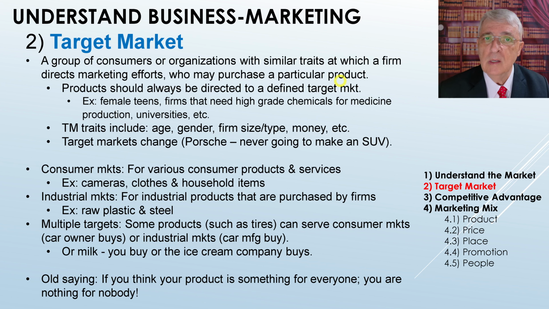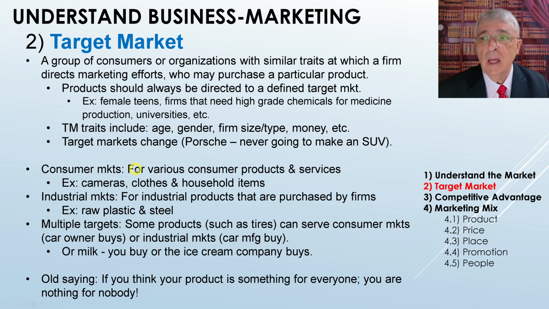And that also includes industrial customers. Products should always be directed at defined markets. So for example, whether it's a female teen, firms that need high-grade chemicals for medicine production, universities, and so on. So target market traits include things like age, gender, the size of the firm you're selling to, the amount of money they have to spend, and so on. Target markets change. So for example, I remember Porsche saying they were never going to make an SUV. Porsche made an SUV when they saw how popular they were.